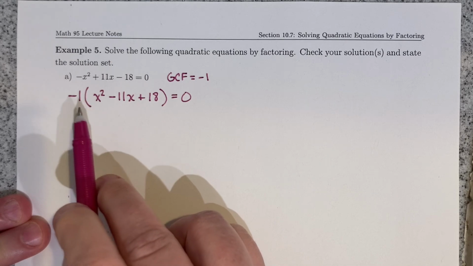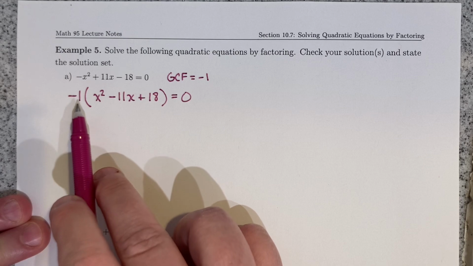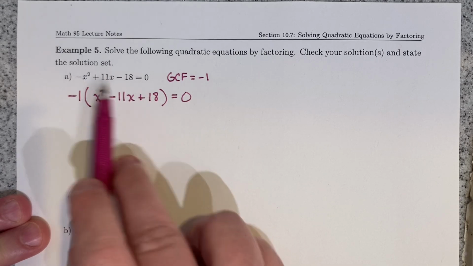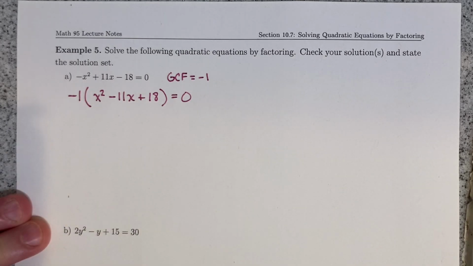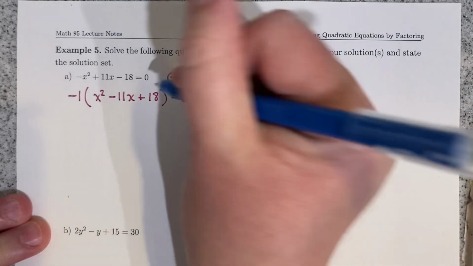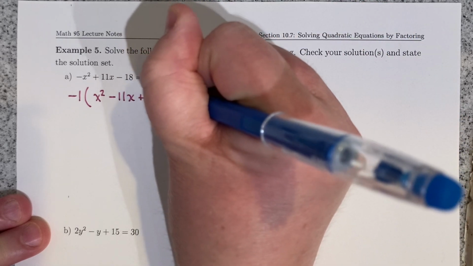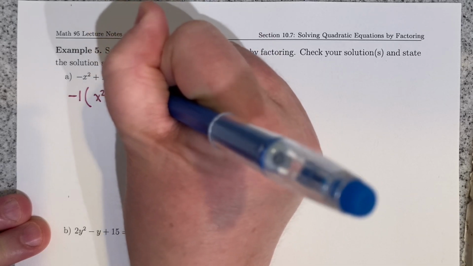So that's what I did. I factored out a -1 and flipped all the signs. You can always multiply it out and convince yourself, oh yeah, you do get what we started with. Because now I don't have to use the AC method. That's usually my goal, is to avoid that method if at all possible. I'm trying to multiply to 18 and add to -11.